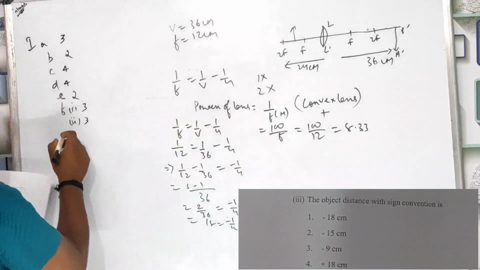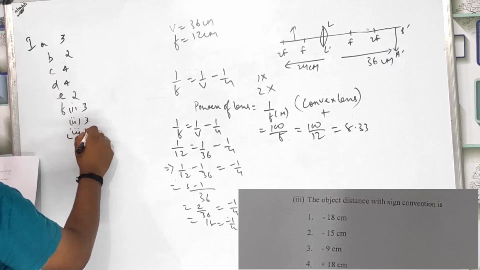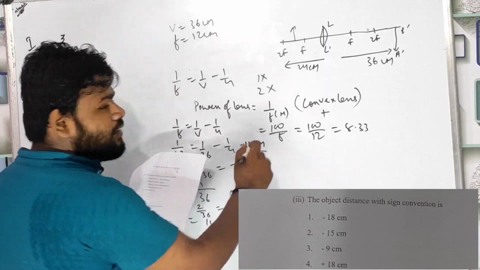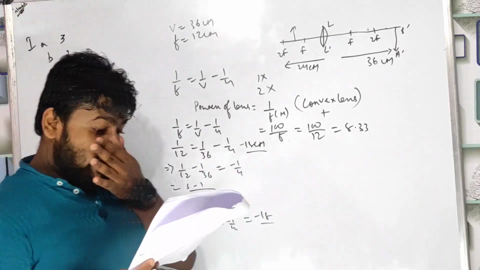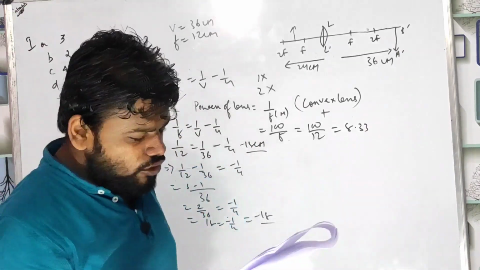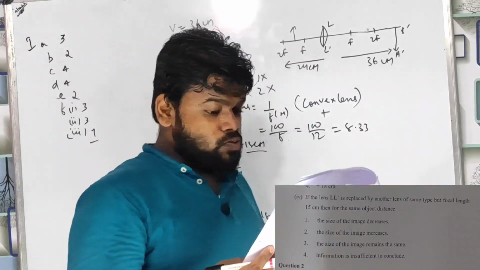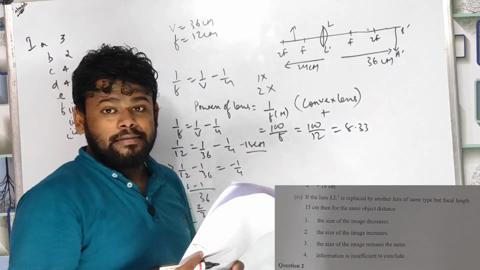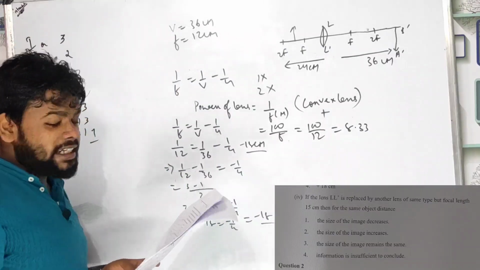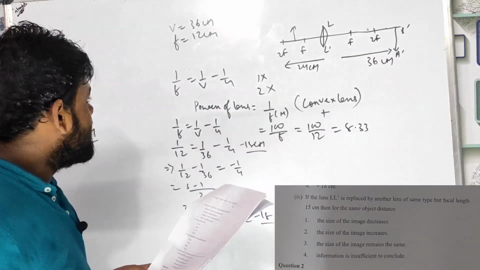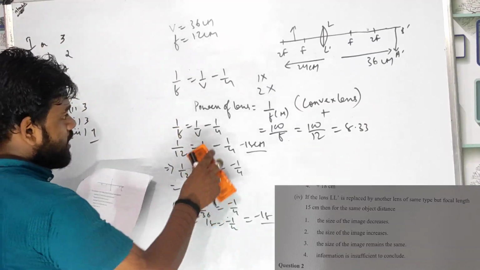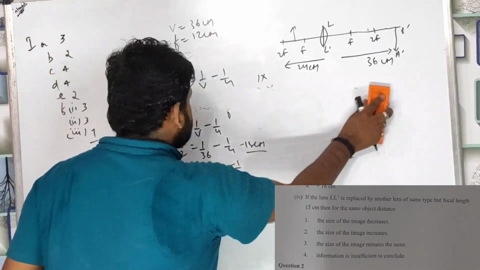So the answer to bit 3 is option 1, minus 18 centimeter. Is it clear? Very easy question. Chalo, next. Bit 4. Okay, see the bit 4 question, children. In case of bit 4, very easy. I think I should erase this. Shall I? Okay.